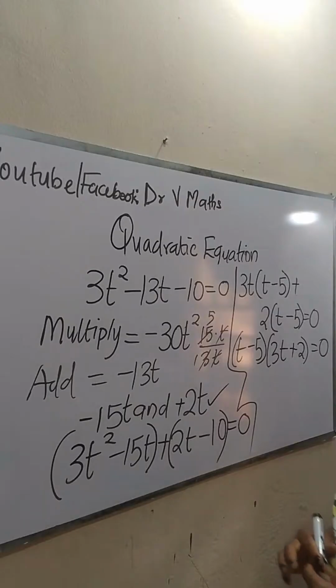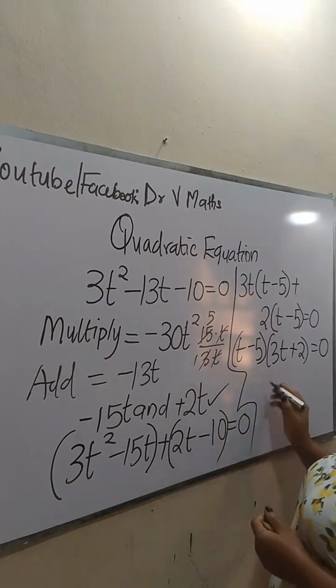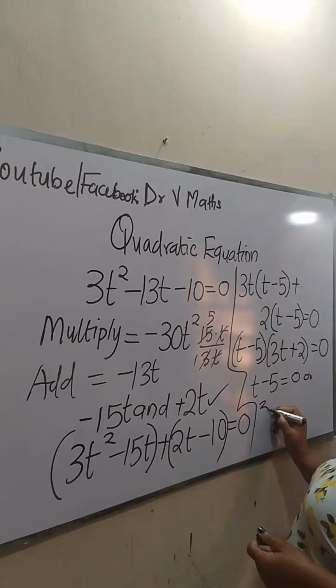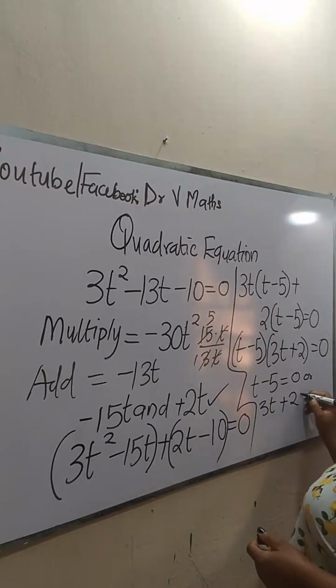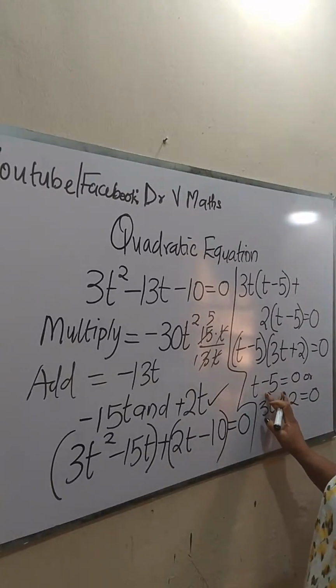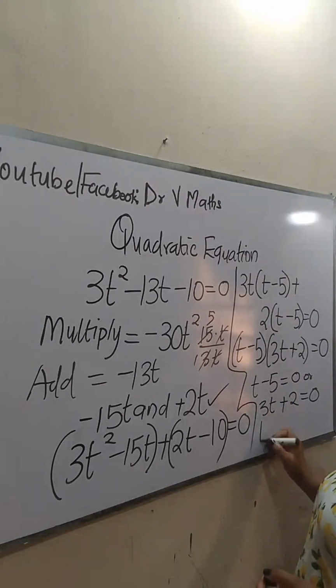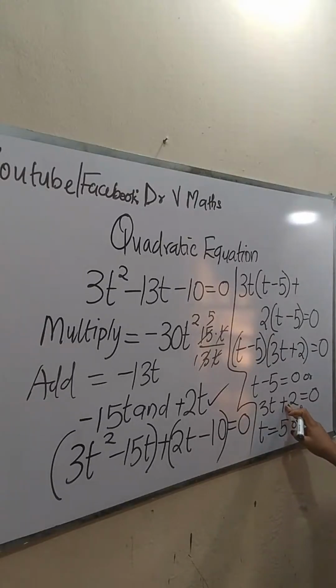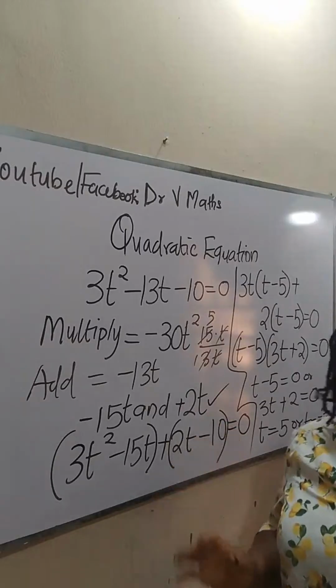Like I said, when you have this kind of parentheses, either of them is 0. So we say t minus 5 is equal to 0, or 3t plus 2 is equal to 0. From the first one, when this negative 5 crosses the equality sign, it becomes positive 5. So t is equal to 5, or when this positive 2 crosses the equality sign, it becomes negative 2. If you divide it by 3, it becomes minus 2 over 3. So t is equal to minus 2 over 3. And this is the answer to the question. That is the right answer to this question.